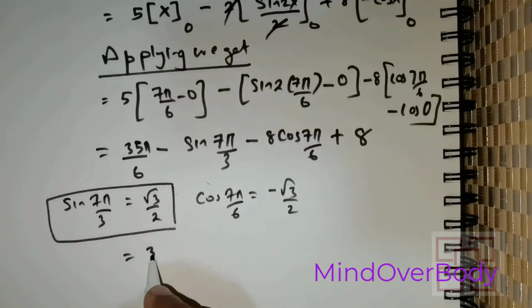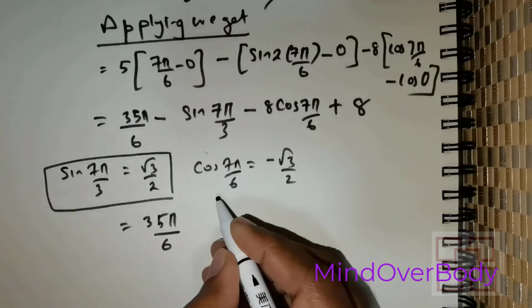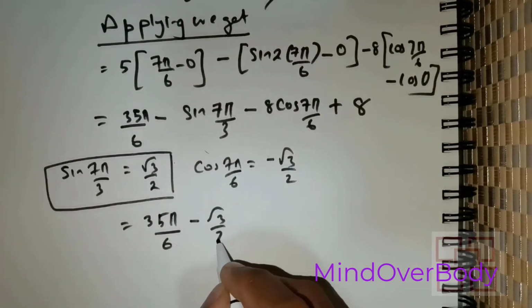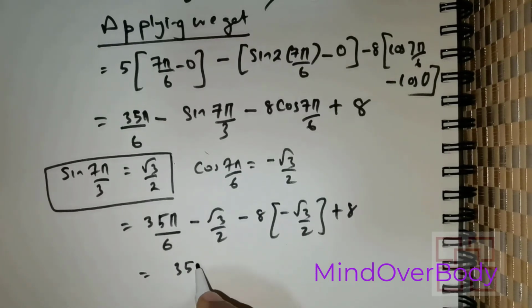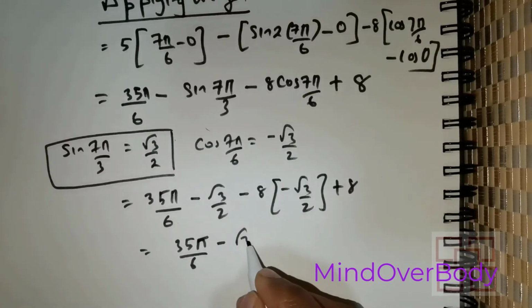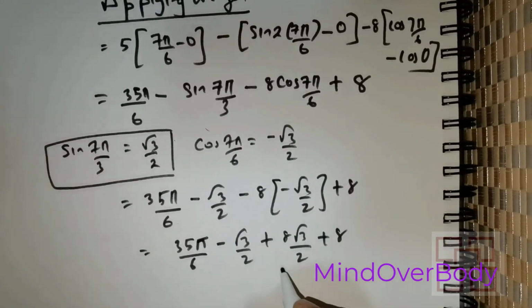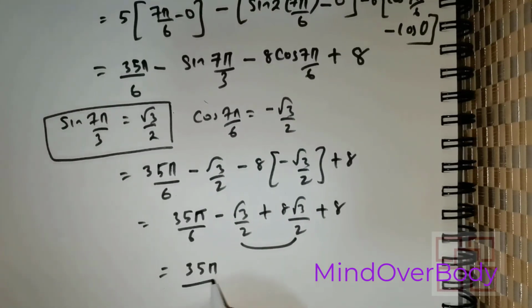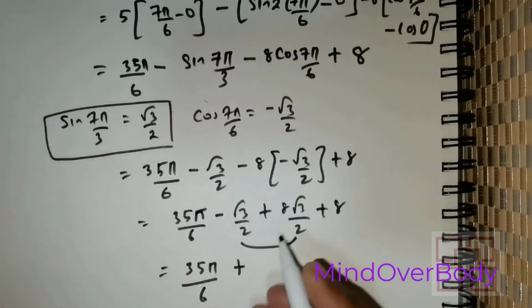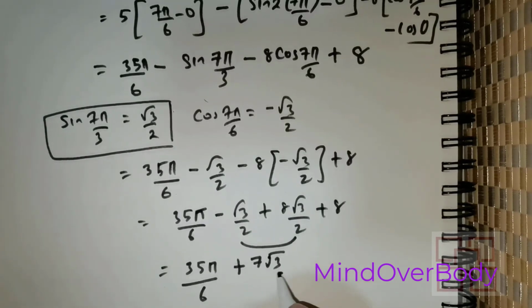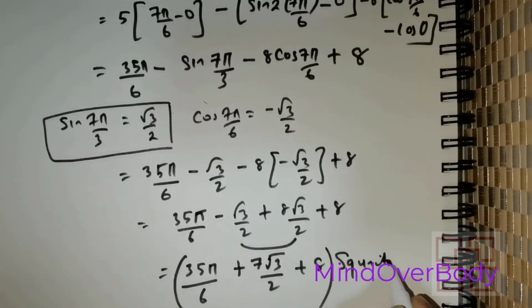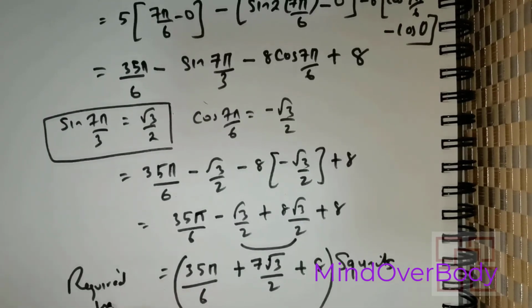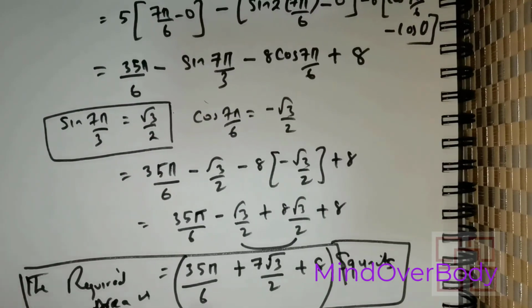Now substituting these values, we would get 35 pi over 6, followed by negative root 3 over 2, and then negative 8 times negative root 3 over 2, plus 8. This is going to be 35 pi over 6 minus root 3 over 2 plus 8 times root 3 over 2 plus 8. These two things can be added, so that would give me 35 pi over 6 plus 7 times root 3 over 2 plus 8. So this is the area that we are talking about, so you need to add square units there, and write the statement, the required area is this. So this completes the solution for this question.